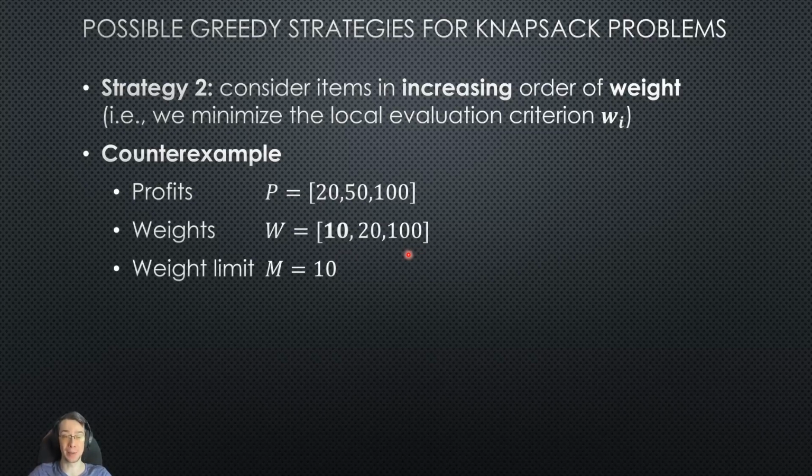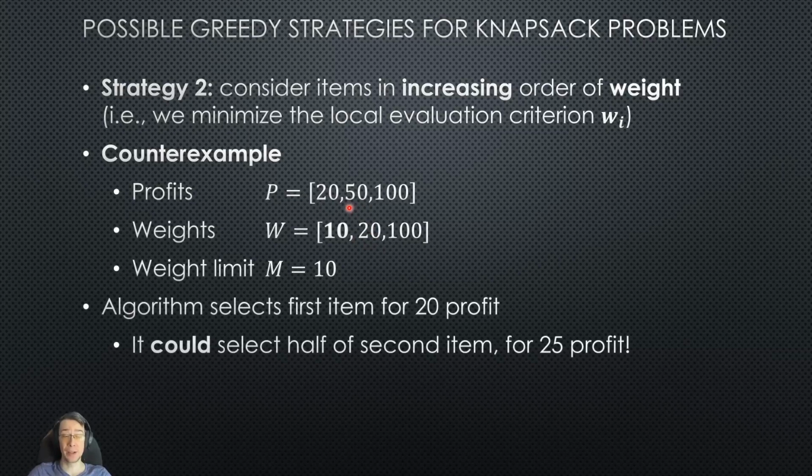So we're going to pick the item that has the smallest weight, in this case the first one, and we're going to take as much of it as we can. It will actually fill our bag and we'll get a profit of 20. That's better than the profit that strategy 1 achieved. However, an optimal strategy would take half of item number 2 and would get a profit of 25. So this is a counterexample that proves, in fact, that strategy 2 is not optimal.